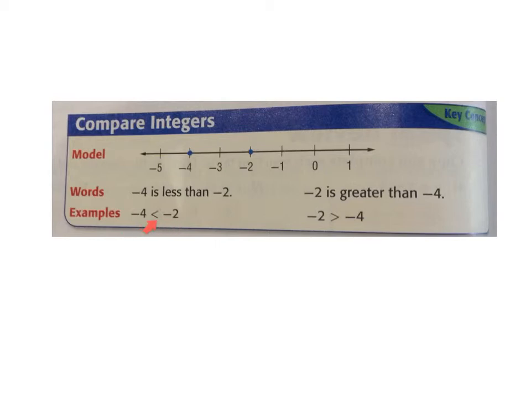Some people say there's 2 points to this side and only 1 point to this side, and so 2 is greater than 1, so the side that has 2 points points to the bigger number. Either of those are good ways to remember it. But we'd say this is -4 is less than -2, and here we'd say -2 is greater than -4.